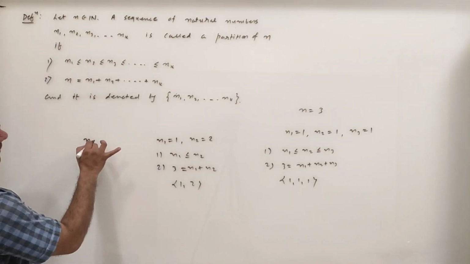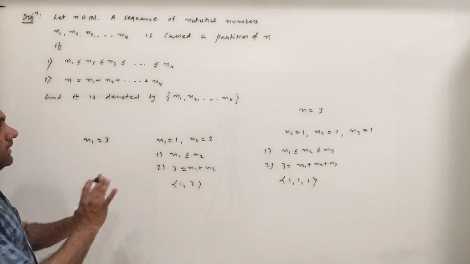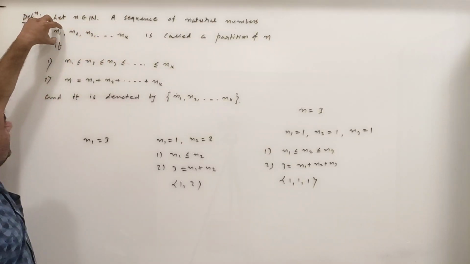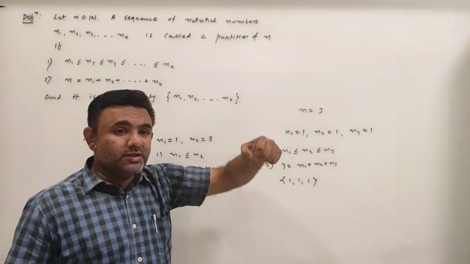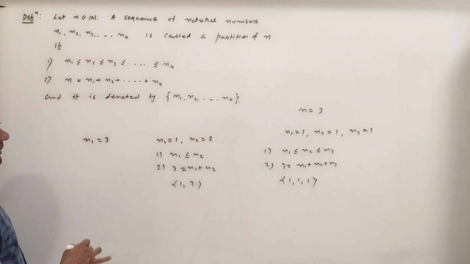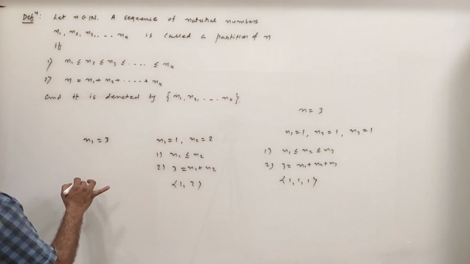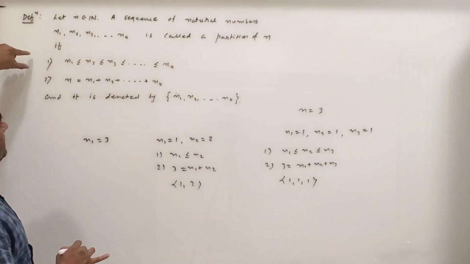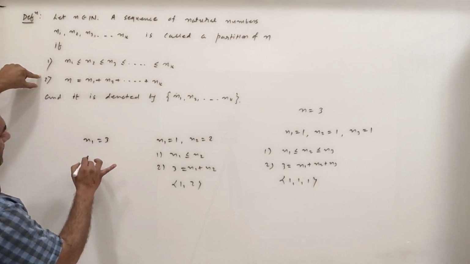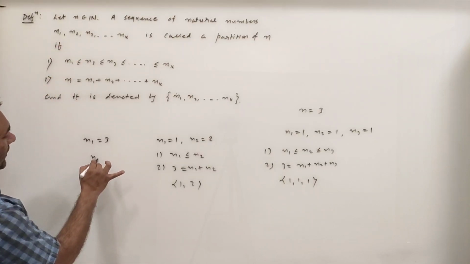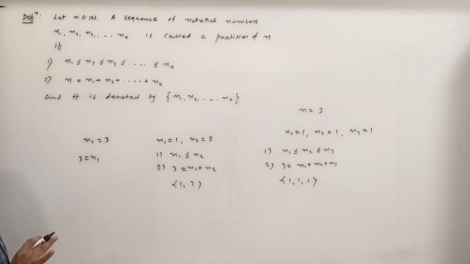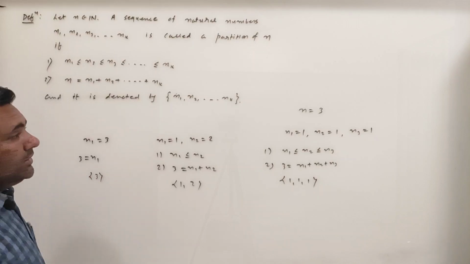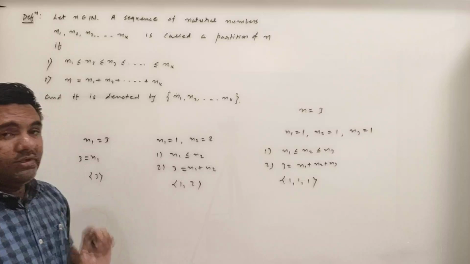Now consider n1 equal to 3, only n1. This is a finite sequence, so it may contain only one integer, it may contain 2, 3, or k, right? So n1 is equal to 3. There is no n2, so no need to check the first condition. And the second condition: the sum of all the ni's is only n1, so it is 3. So both conditions are satisfied, and this 3 is also called a partition of 3. So I have 3 partitions of 3, right?